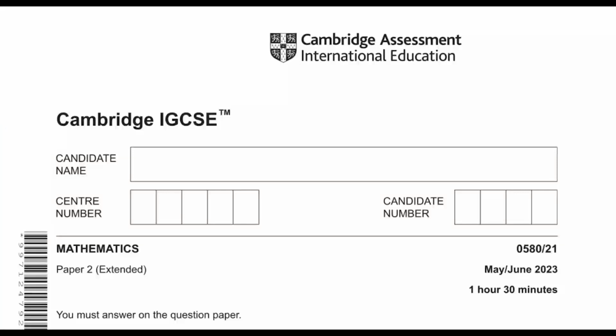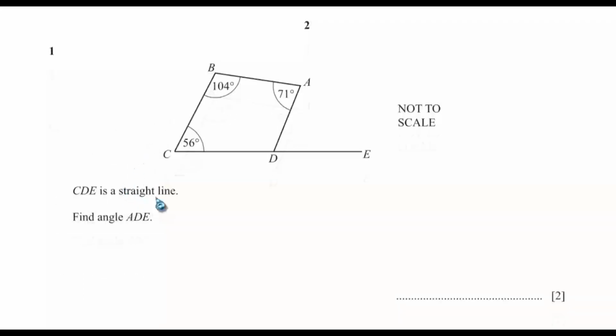Let's jump into the first question. CDE is a straight line. Find angle ADE. Angle ADE is this angle here, and this angle ADE is on a straight line with angle ADC, that is this angle. So I can label this X. Once you get the value of angle X, then you can subtract it from 180 degrees. That will give you the value of angle ADE. So first, let's calculate the value of angle X.